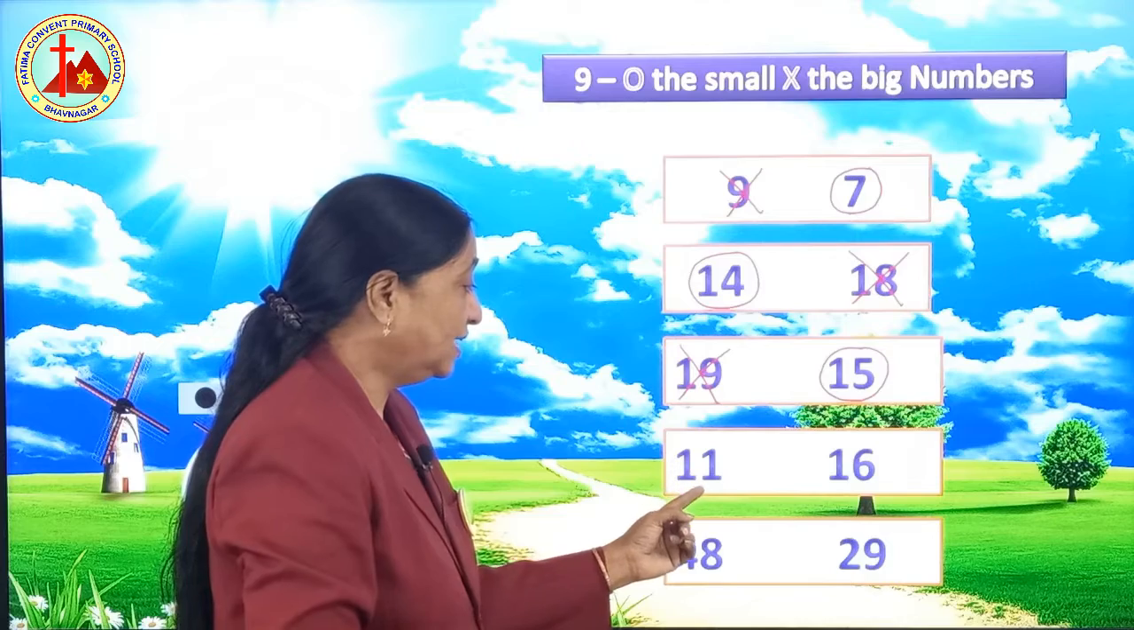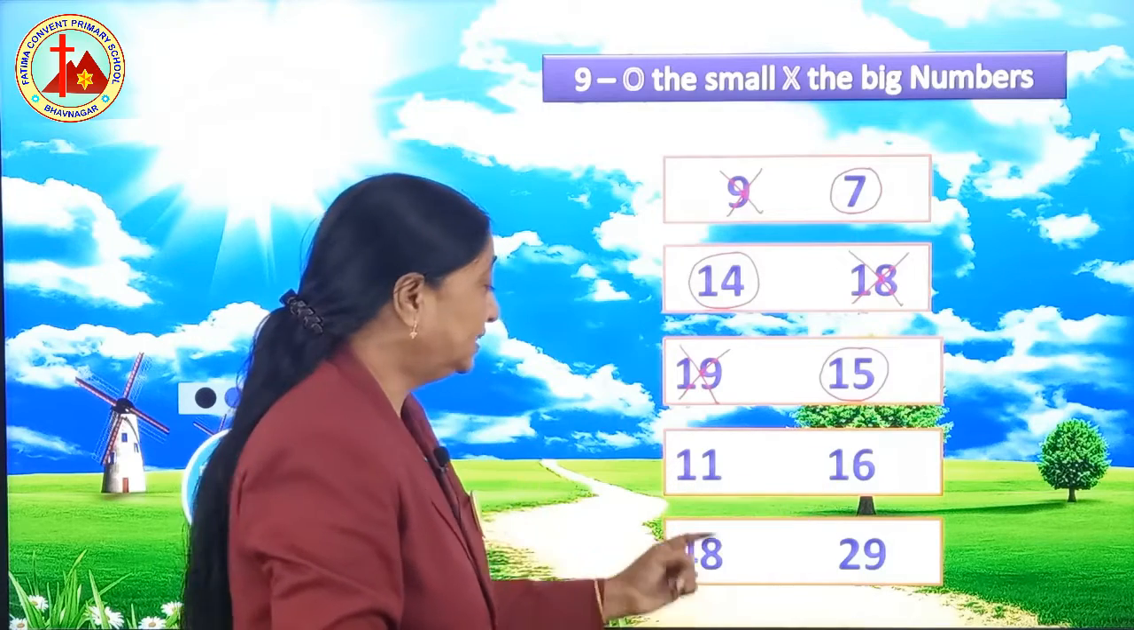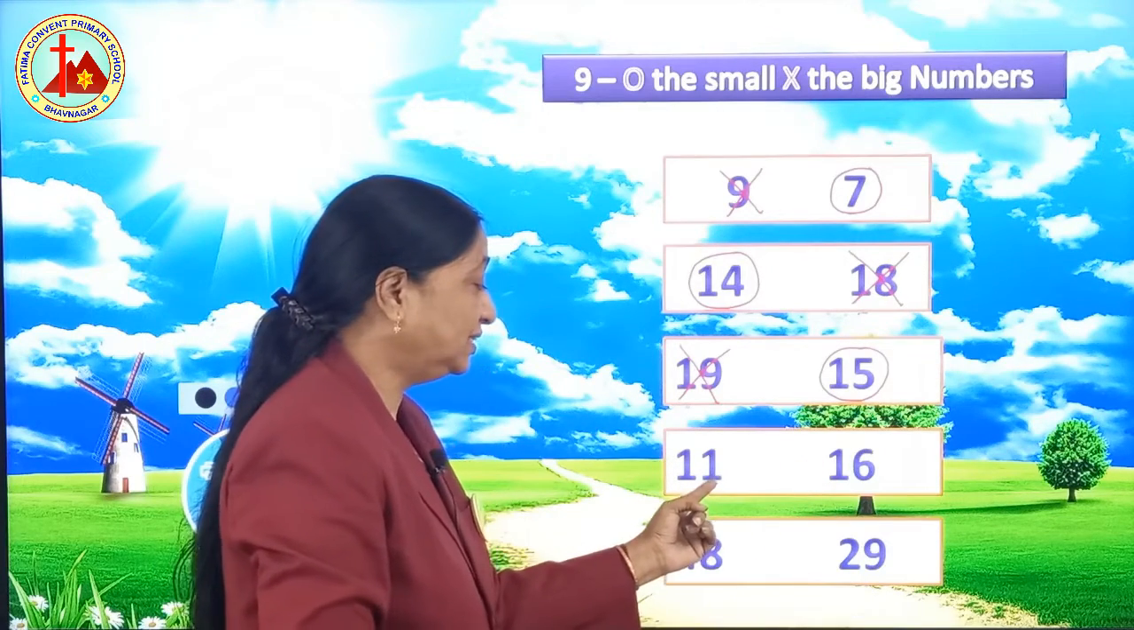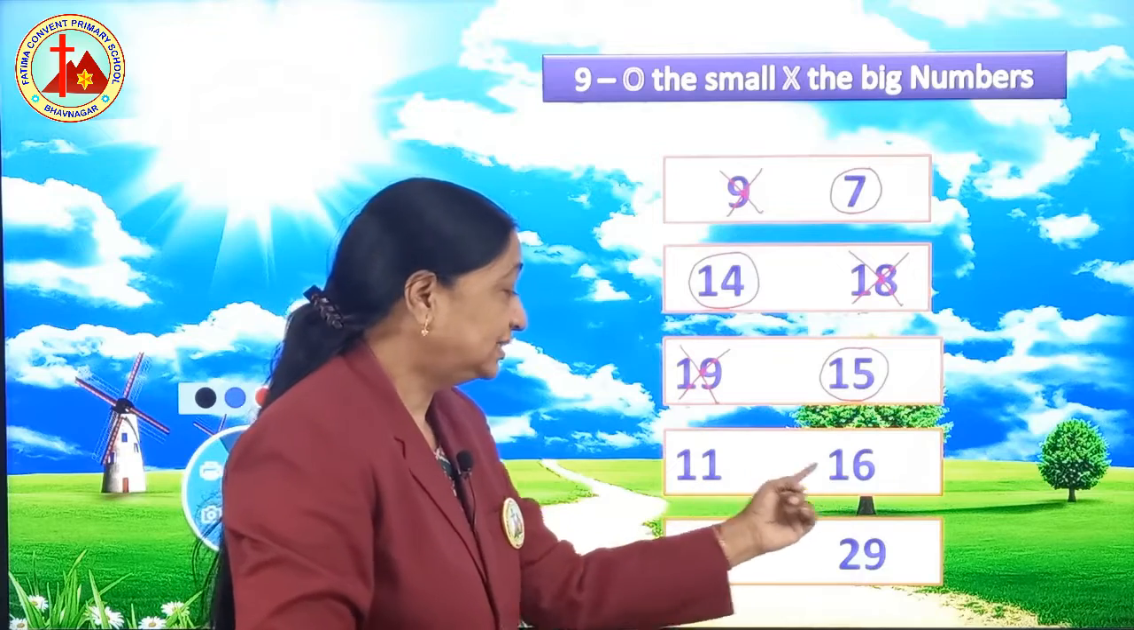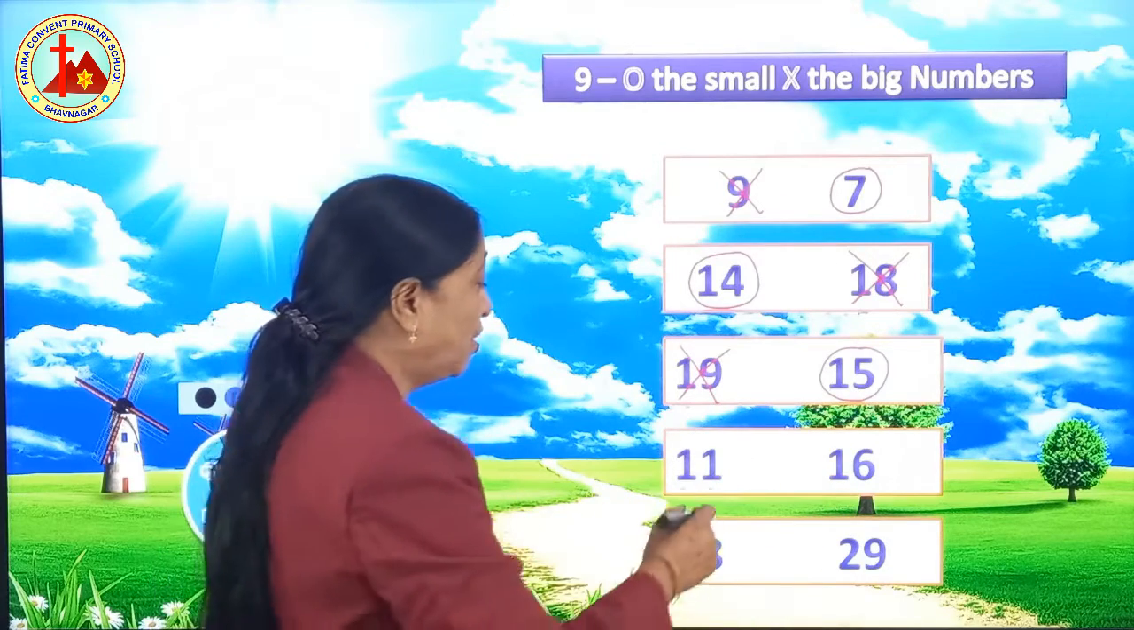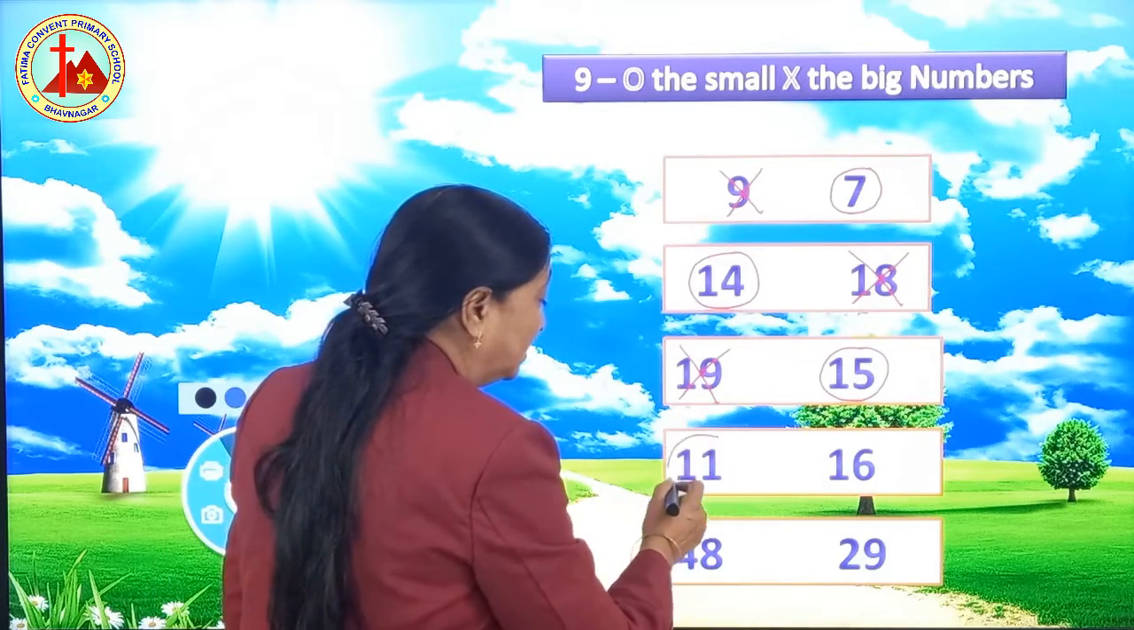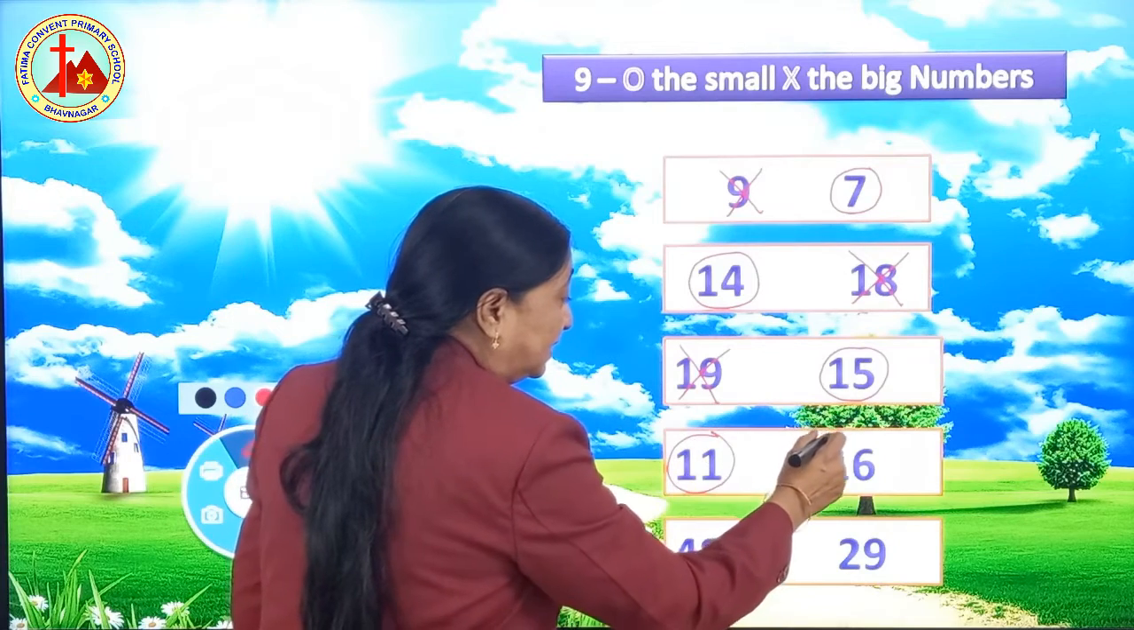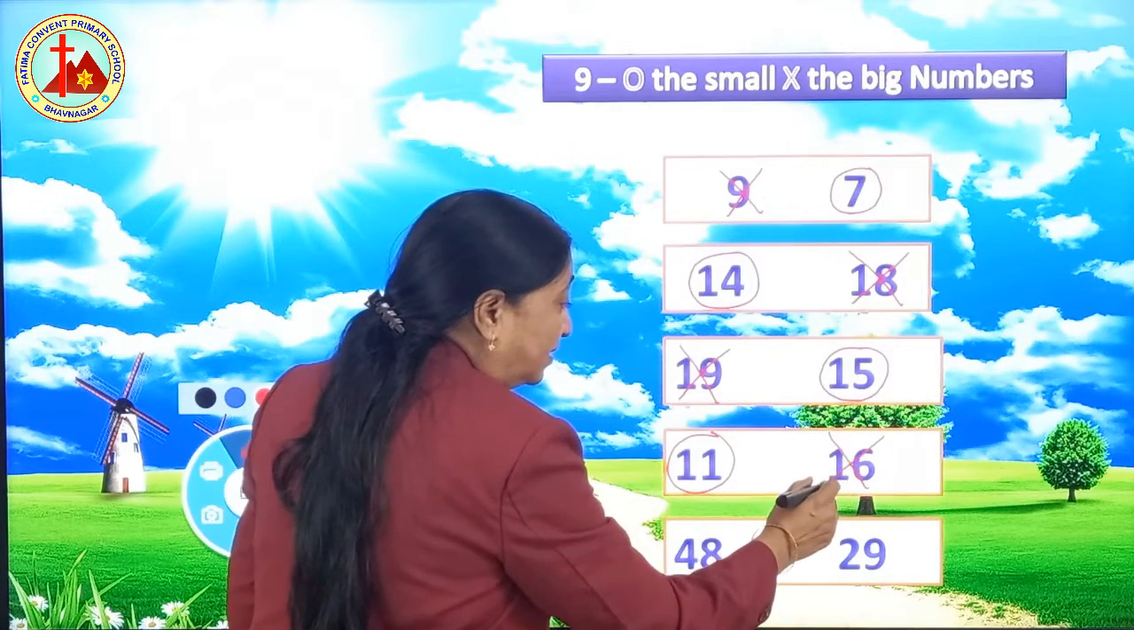Now the next, 11 and 16. This one is the same, so we will see the next number, 1 and 6. So 1 is a smaller one. So 11 is a smaller number and 16 is a bigger number.